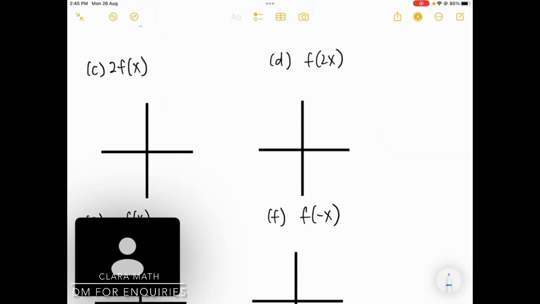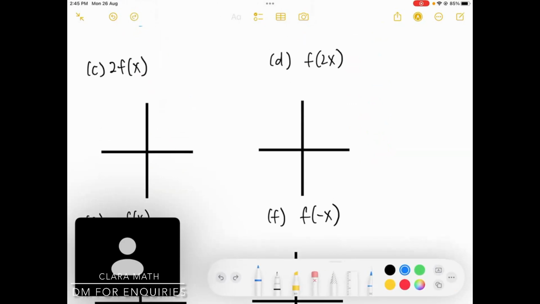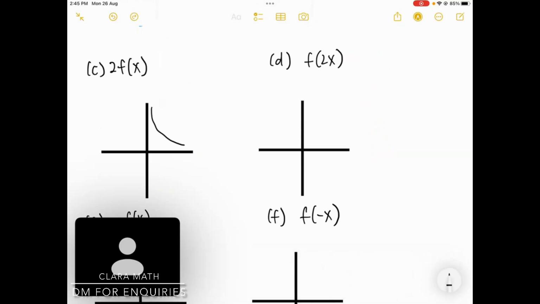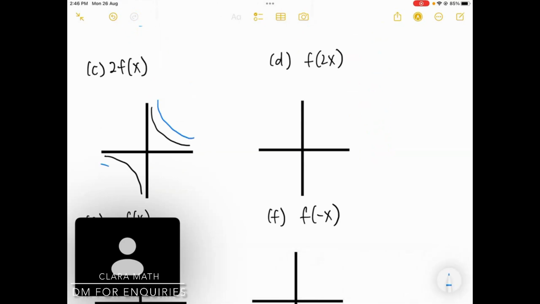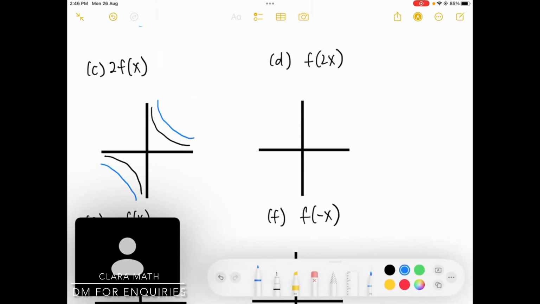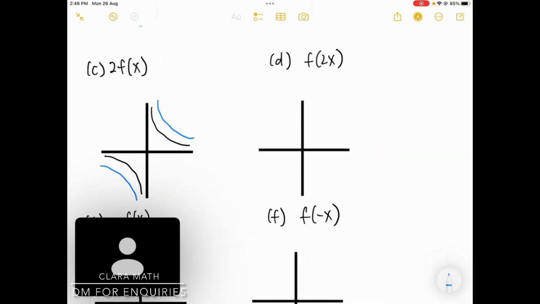So if you have, let me do in black, the 1 over x maybe looks like that. Then I do in blue, the 2 over x will have to be higher. Then this one's lower, or it's more negative. This one is the 2f(x). Then this one is the f(x). Okay, so it went higher. And the bottom part, it went more negative, because when you times 2 to a negative number, it becomes more negative also.